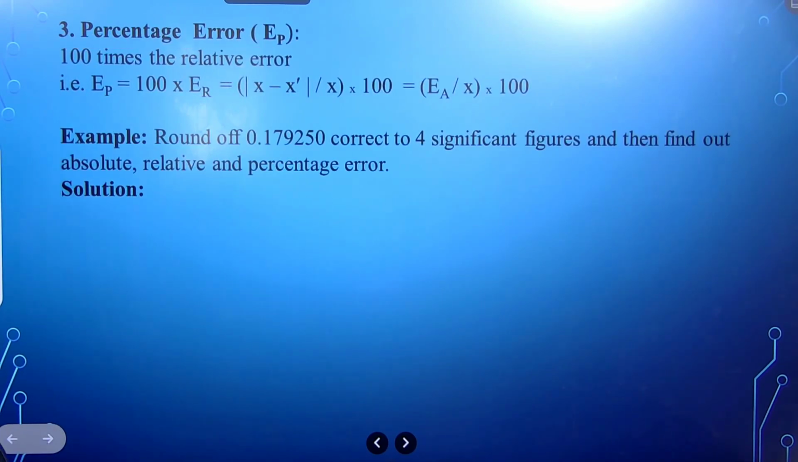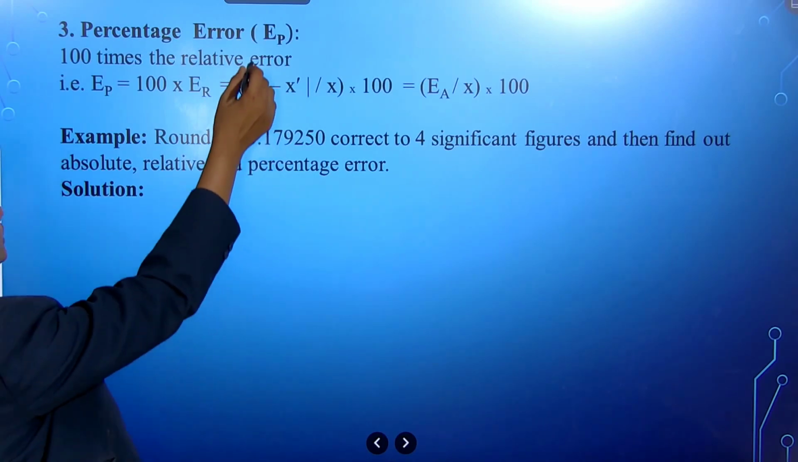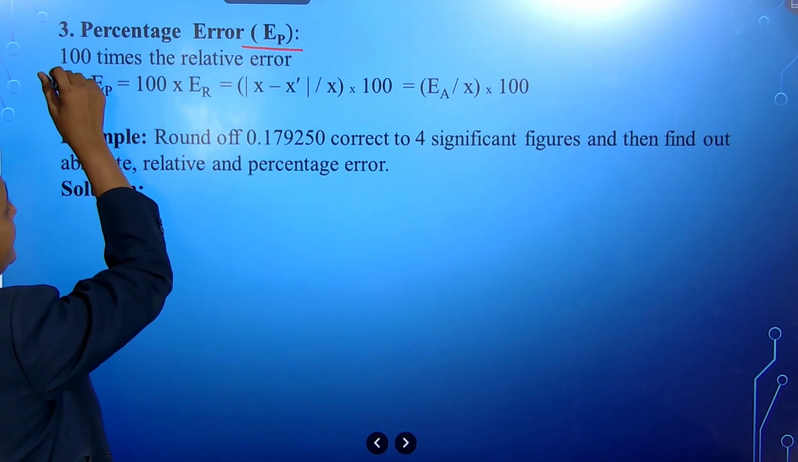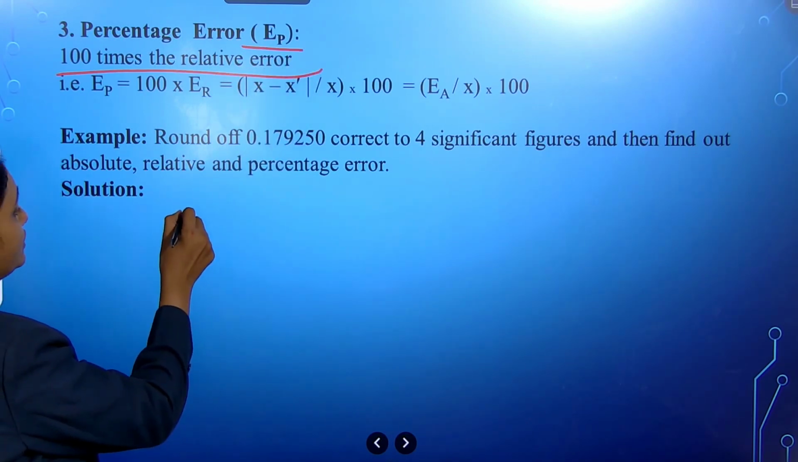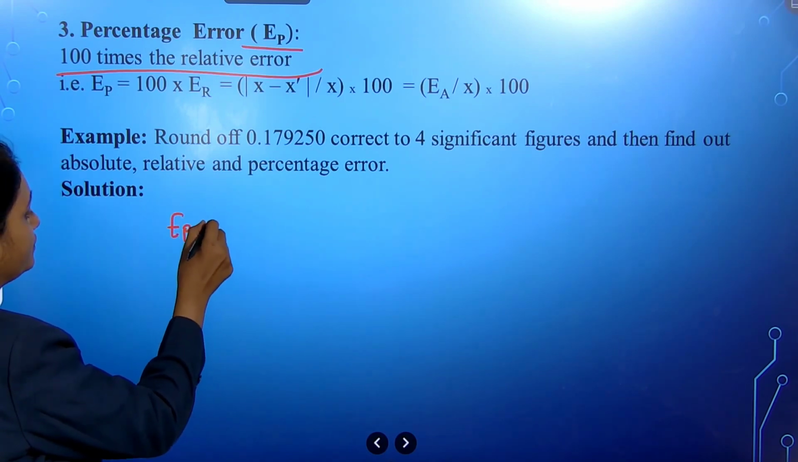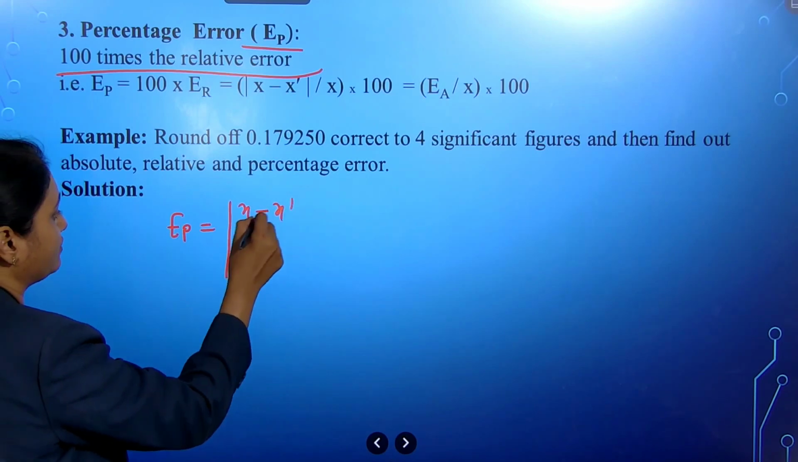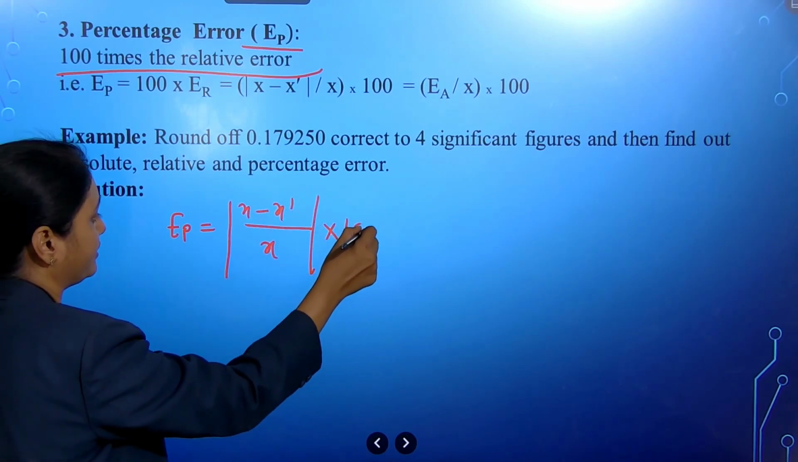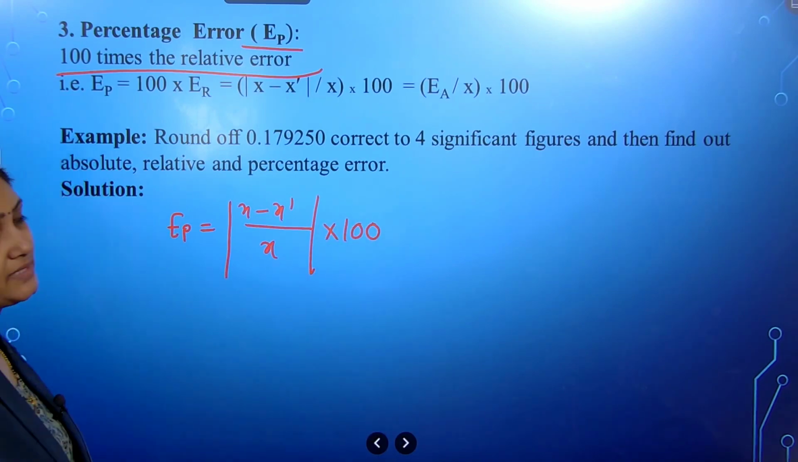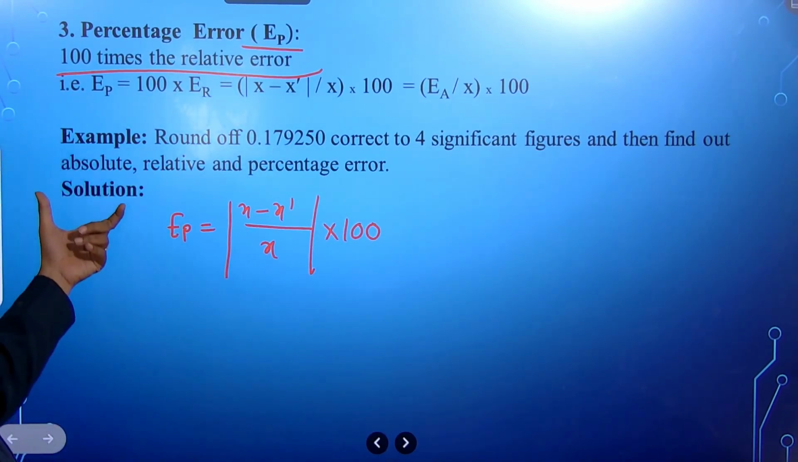Now the next is percentage error. Now what is percentage error? It is denoted by EP and it is 100 times the relative error. So EP is equal to mod of x minus x dash upon x into 100. It is 100 times the relative error. So let us see one example.